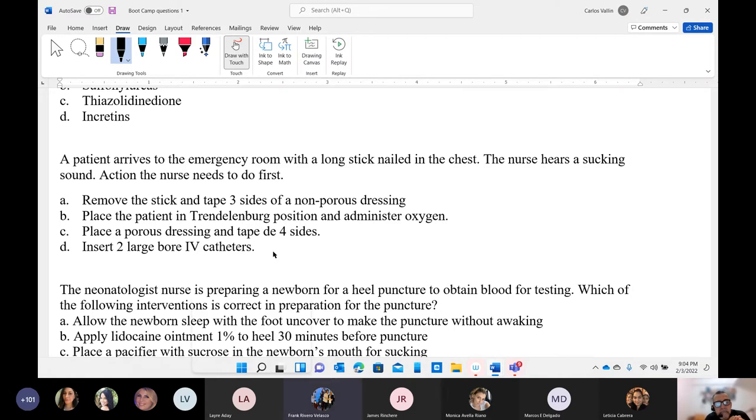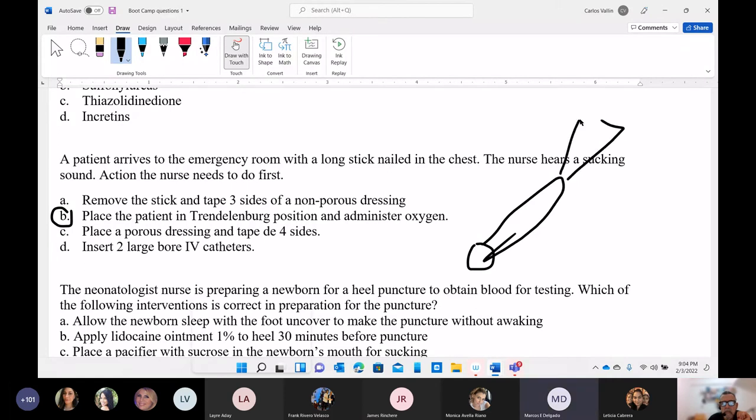I think it's B. Can you please tell me, because it's difficult for me to differentiate, is it B as in boy or D as in diamond? B as in boy. Place the client in Trendelenburg position and administer oxygen. What is the benefit of placing the client in Trendelenburg position? Increase the perfusion to the brain.